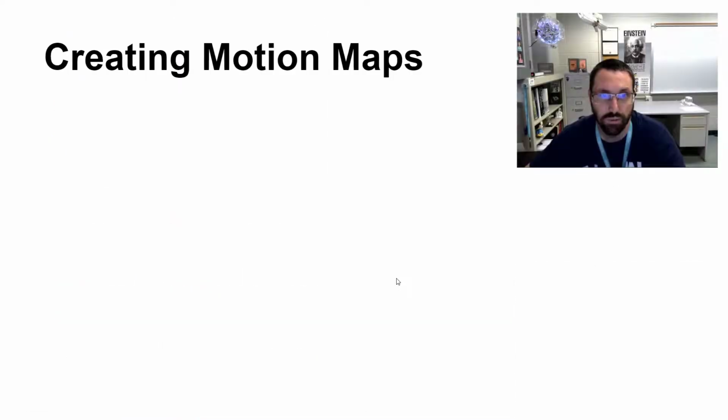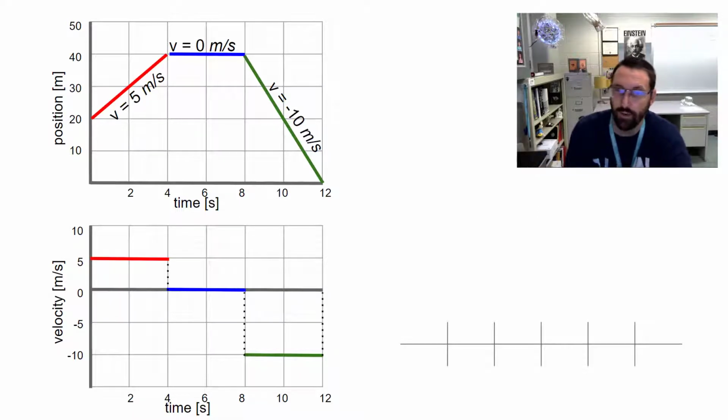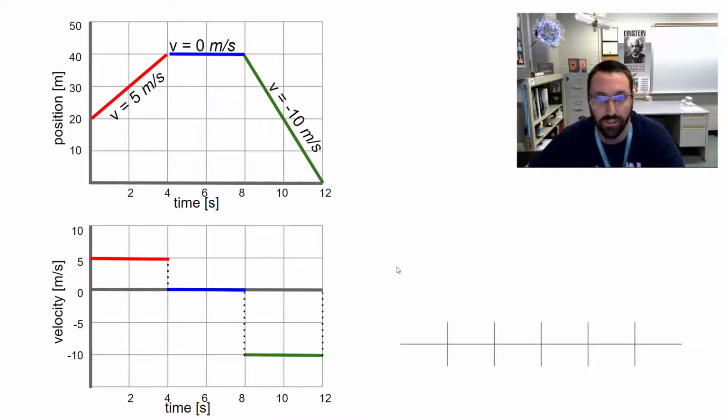We can also create what's called a motion map. A motion map is similar to what we did in class when we were trying to create the position time graphs. It's kind of like following the motion and making a mark every certain amount of time. In our class we used a marker on the floor, and every second we put a dot or a little hash mark so we can mark out where it is.